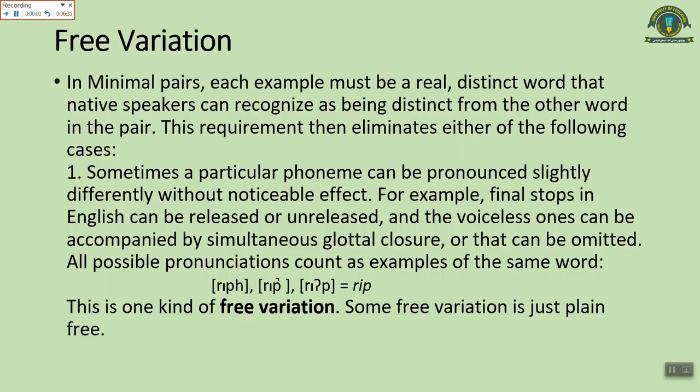Now the next concept that we have to study is free variation. In minimal pairs, each example must be a real, distinct word that native speakers can recognize as being distinct from the other word in the pair. Now, this requirement eliminates certain cases. We had already discussed that each example must be a real word, so you do not have to make up words.